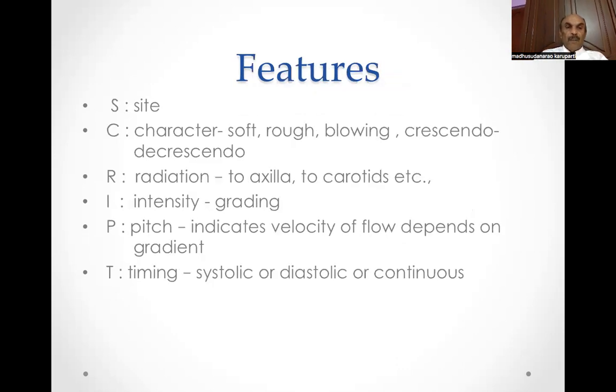For the features of the murmur, the student can remember this particular acronym to describe them. The acronym is SCRIPT. S stands for site where the murmur is heard best. C stands for character, whether it is soft, rough, blowing, crescendo, or decrescendo. R is radiation, conduction of the murmur with the same intensity to axilla or to carotids, etc. I stands for intensity, that's the loudness, based on which you are going to grade the murmur. Grade 1 is the murmur which is barely heard. Grade 2 is clearly heard, but not that clear.